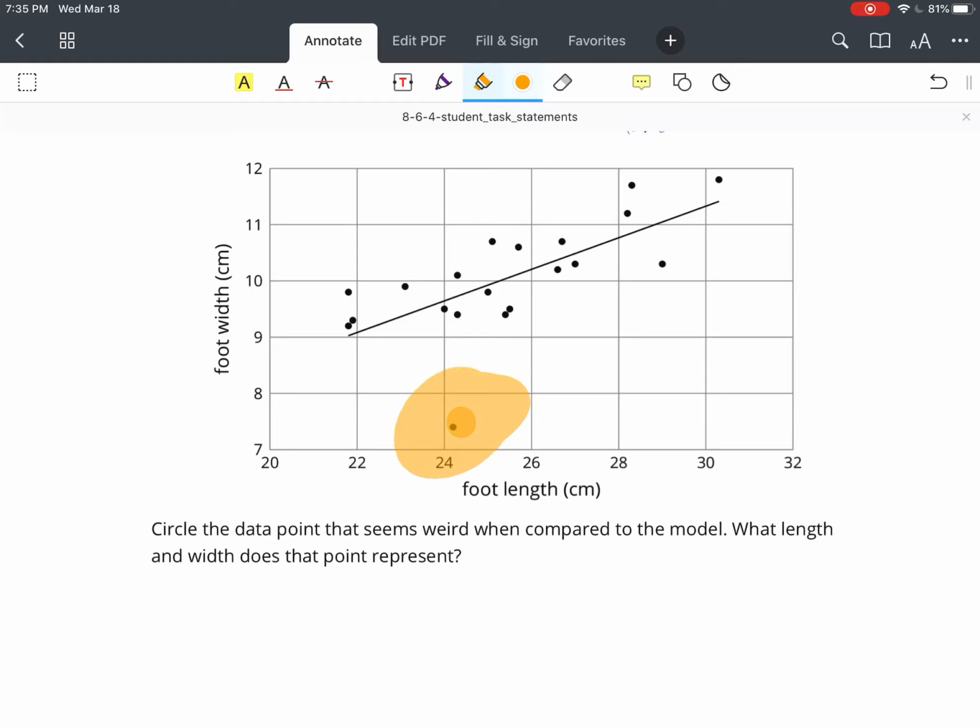Anyways, if you pick this point right here, that is the point we're looking for. That's the weird point.